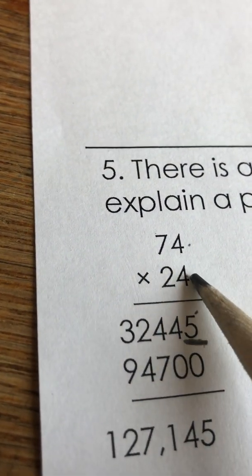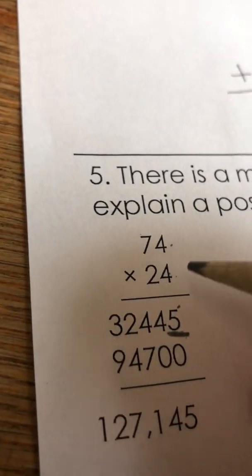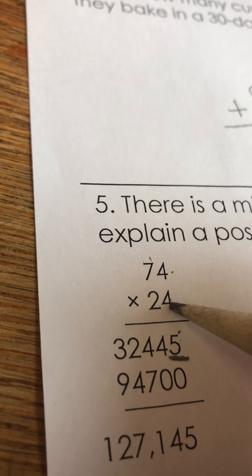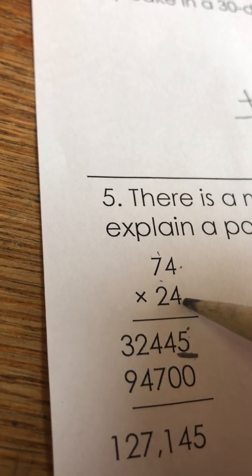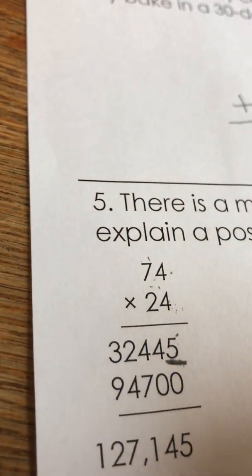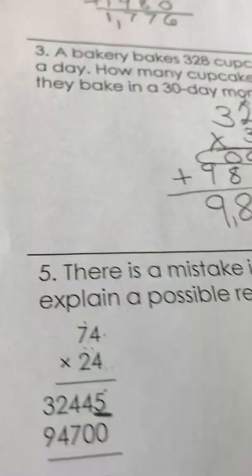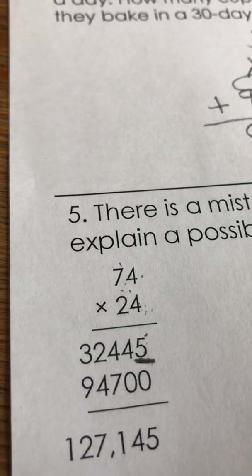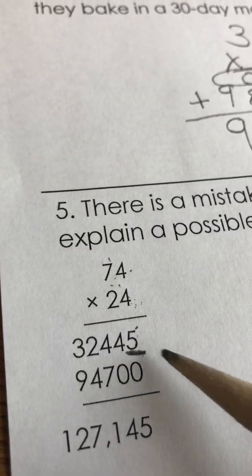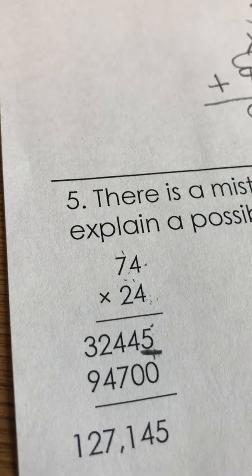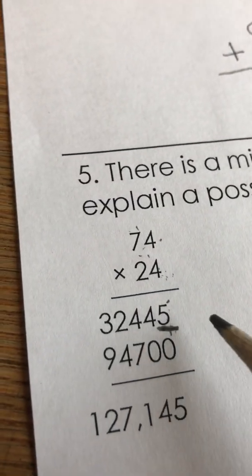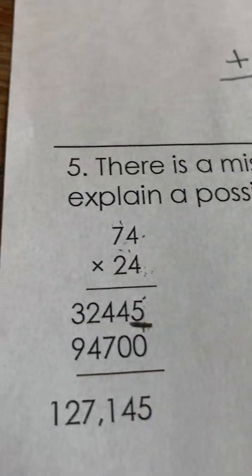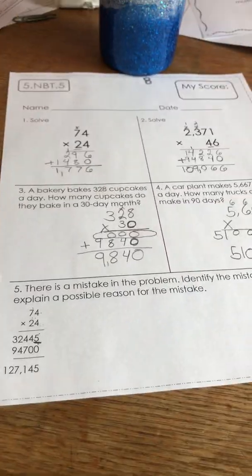And 4 times 4 would be 16. So this should be a 6, and they would carry the 1. And then 4 times 7 is 28. So that should be 29. So we can see that the mistake was they made a mistake in their multiplying from the very beginning. So a reason for the mistake would simply be they multiplied wrong. Let me know if you have any questions on page 8.